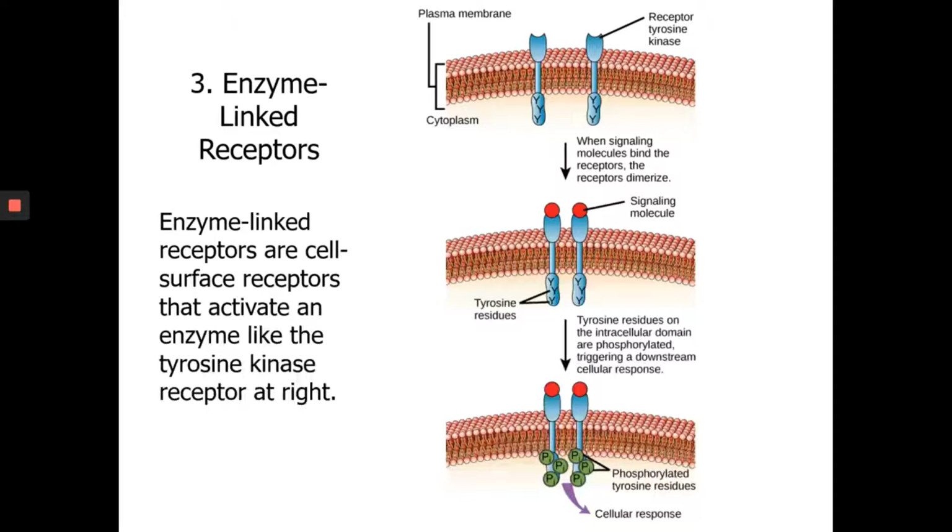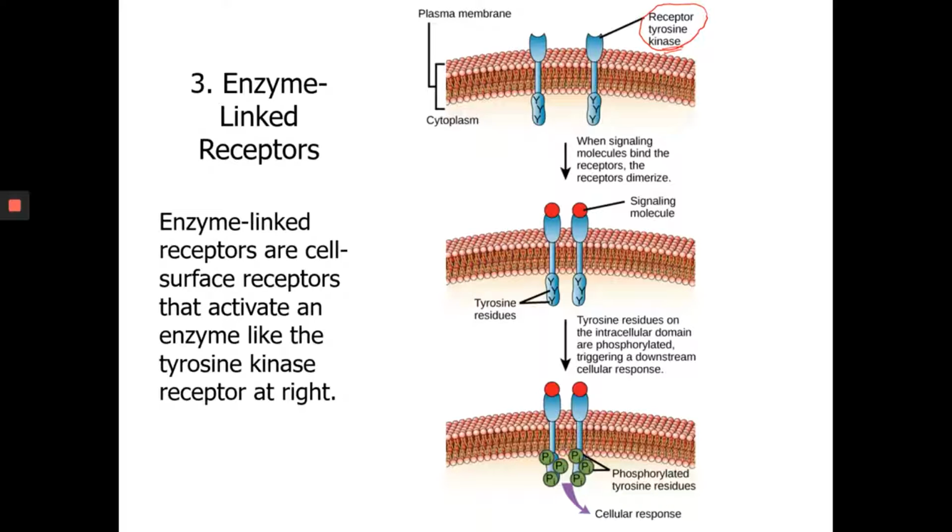The last type of cell surface receptor is the enzyme-linked receptor. This means that these cell surface receptors are linked to enzymes. Here's an example: this is a receptor tyrosine kinase. Tyrosine is a type of amino acid, and a kinase, based on the name ending in ASE, is probably an enzyme, right? You remember those enzyme names usually end in ASE.